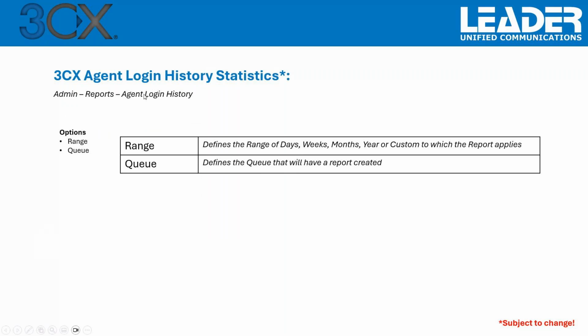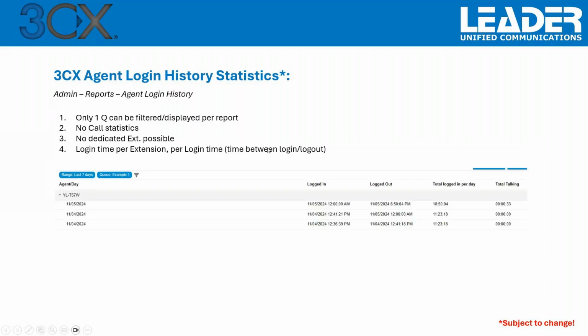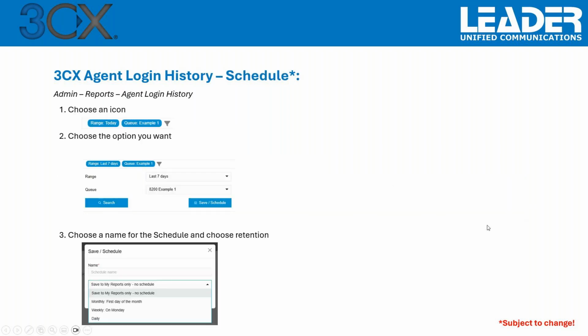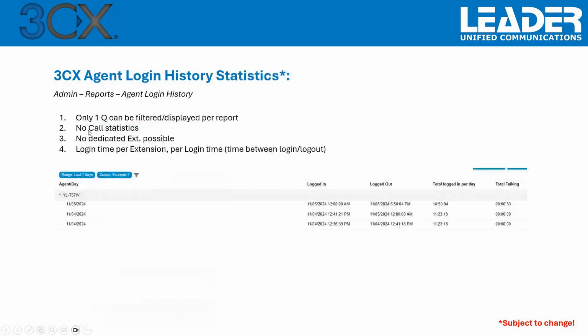Login history statistics, the agent login history. We have the range, in what range we want to have that report created, and the queue defines the queue that will have a report created. We then see per device. I only used in my example one desk phone to have that more or less replicated, or one agent, so to say. You would see then when the extension or the agent was logged in and was logged out, and the total of logged in per day. That can be multiple values within a day. You see here the 4th of the 11th has multiple logins, and then we also see the total talking time of the extension.